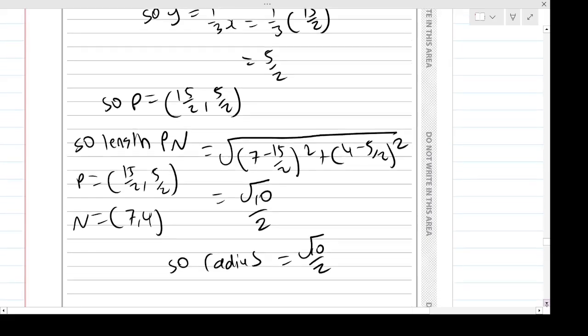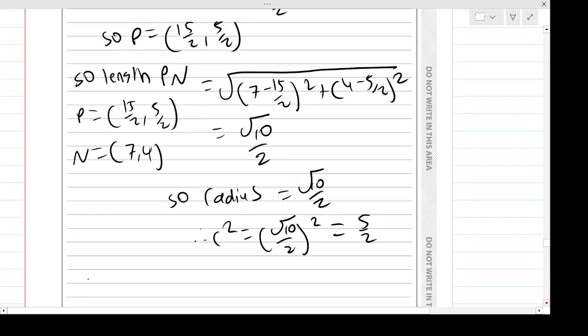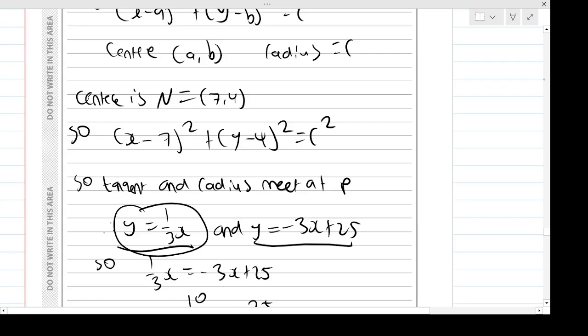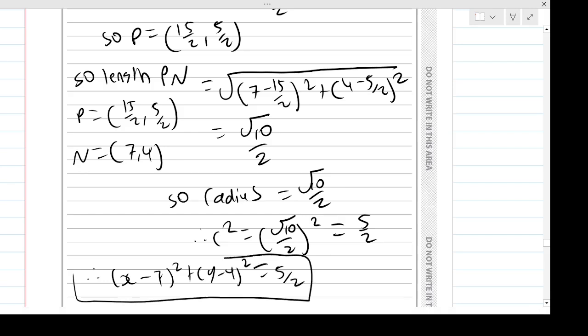So then the radius squared, r², is going to be (root 10 over 2) squared, which would be 5/2. So there we are then. Therefore my final equation is, if we look here, (x − 7)² + (y − 4)² equals r², which is 5/2. And there is my equation of the circle.